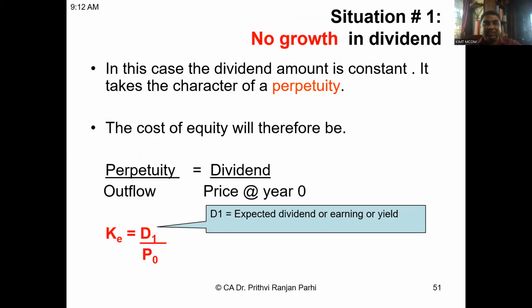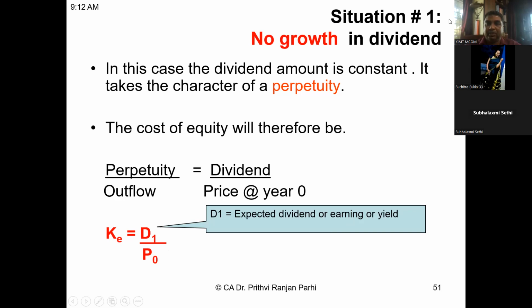First, friends, we have already discussed that if there is no growth in dividend, that means if the dividend is constant year on year, then the formula for cost of equity is very simple. What is KE? If you read it, you can understand. Can you read out the formula? What is KE?